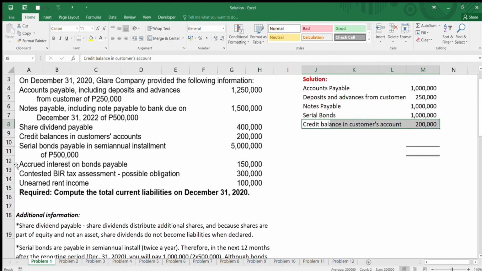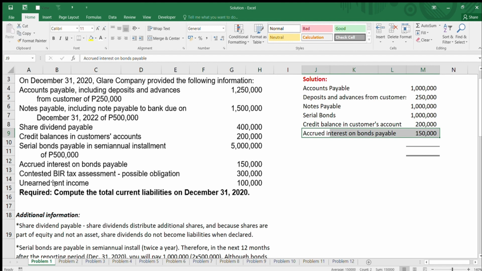So your accruals, accrued expenses on bonds payable, that is also part of your current liability. Okay? Because you will pay it, since it is the yearly interest, which is what you will pay.